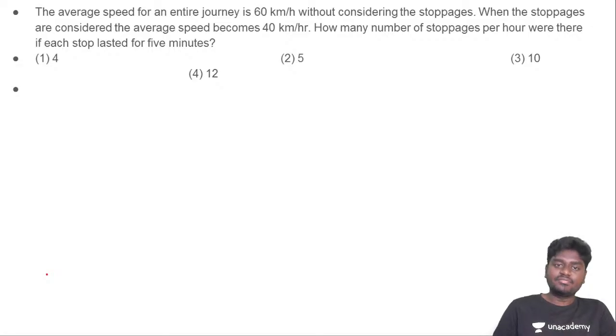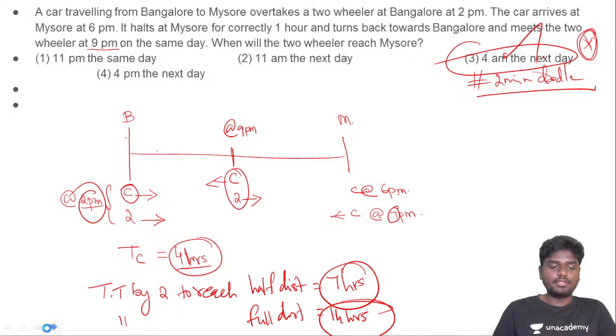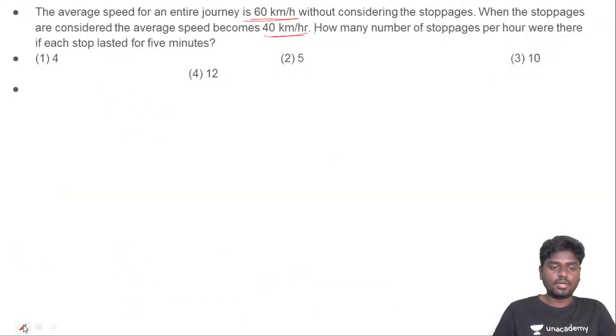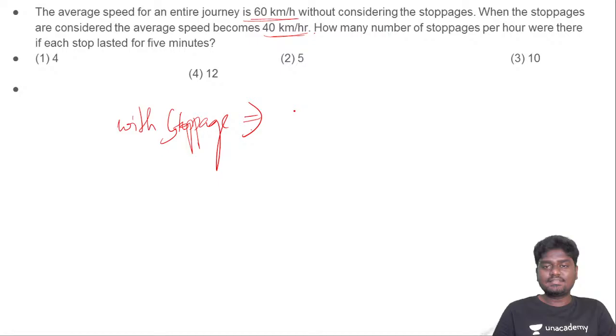Listen very carefully now. If I consider the average speed for an entire journey without stoppage, I am able to cover a maximum of 60 kilometers per hour. But if I consider the stoppages, it takes only 40 kilometers. So if that is the case, with stoppage, Rishabh, I think you need to quickly cross check your answer. 12 is actually not the right one. Listen very carefully. With stoppage, that implies he saves, there is a 40 kilometer time.